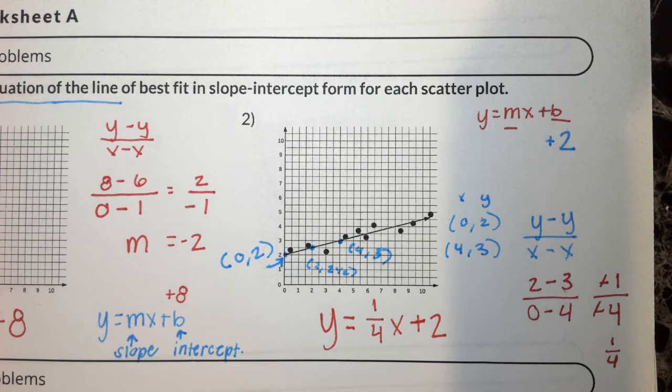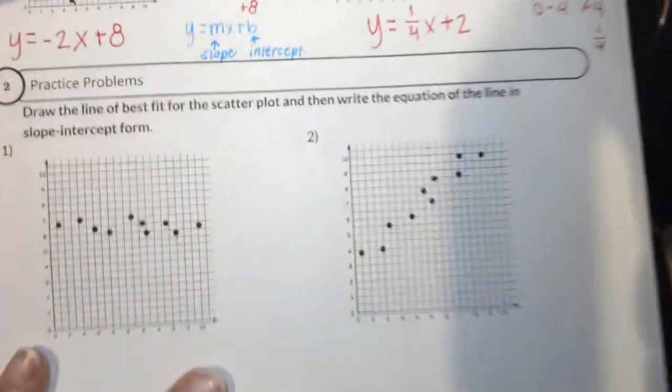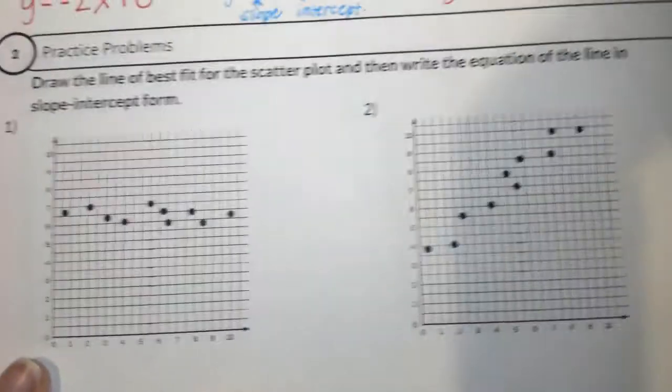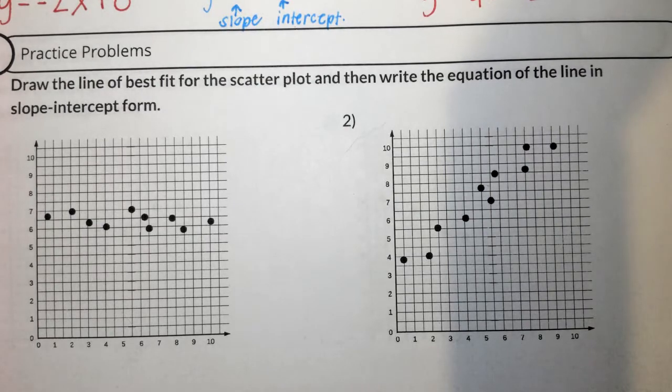For your next one, you are going to need something that is a straight edge. I just went and grabbed my ruler. Let's look at the bottom. It says, draw the line of best fit for the scatter plot and write the equation of the line in slope-intercept form. If you need this any longer, make sure you pause it so you can see it. Same thing. The only difference is this time it is going to include what we did last time and what we did this time.